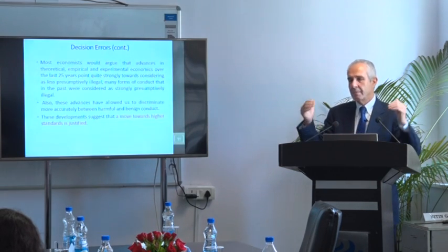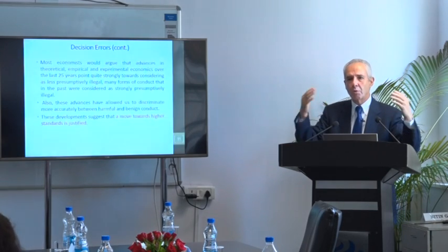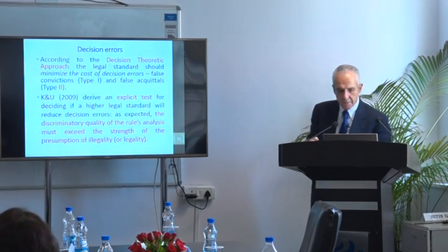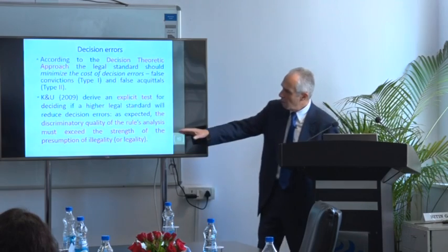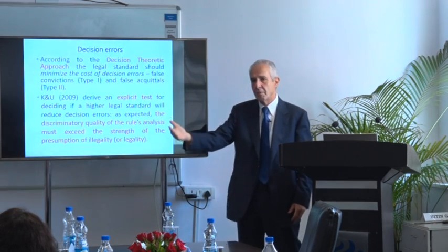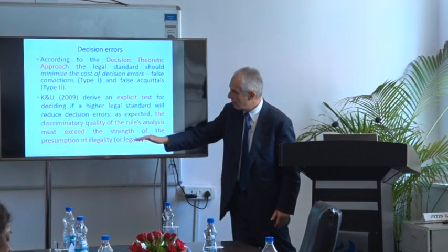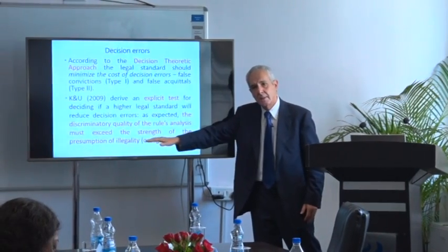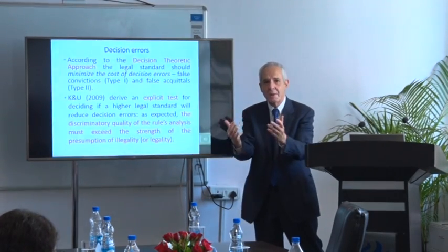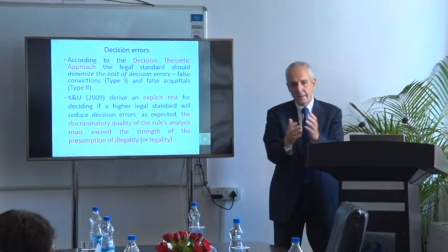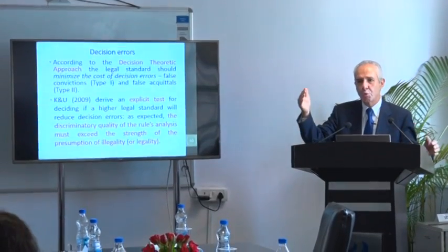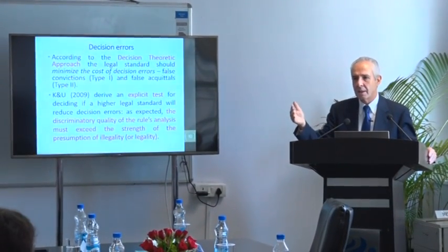So we have two effects, as I mentioned, and both of these effects imply that over time we have increased the discriminatory quality of our rules, and also over time economists have shown that the strength of presumption of illegality is not so high for many of the conducts that we are talking about. So if you take both of these together, this implies that we should be using more and more effects-based legal standards.